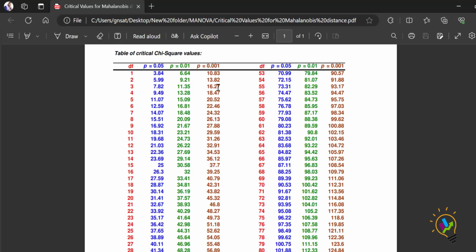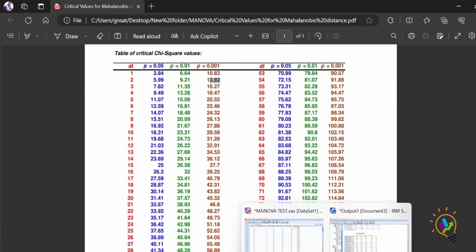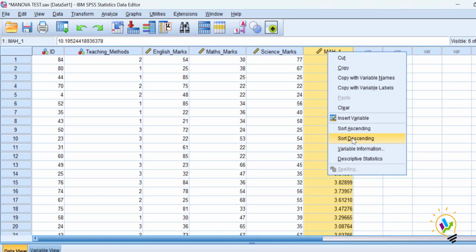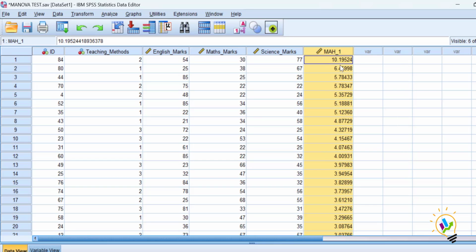In this case, we have 13.82. This is called the chi-square value. In the data, after you get the Mahalanobis distance value, sort it by descending, and you get the maximum value on the top. If this maximum value is less than the critical value, we can conclude that there is multivariate normality. If it is more than the critical value, there is no multivariate normality. So in our case, we are fulfilling the assumption that we have multivariate normality.